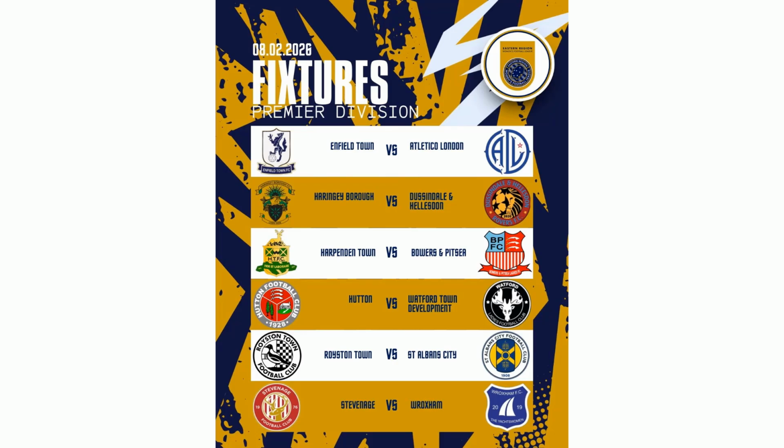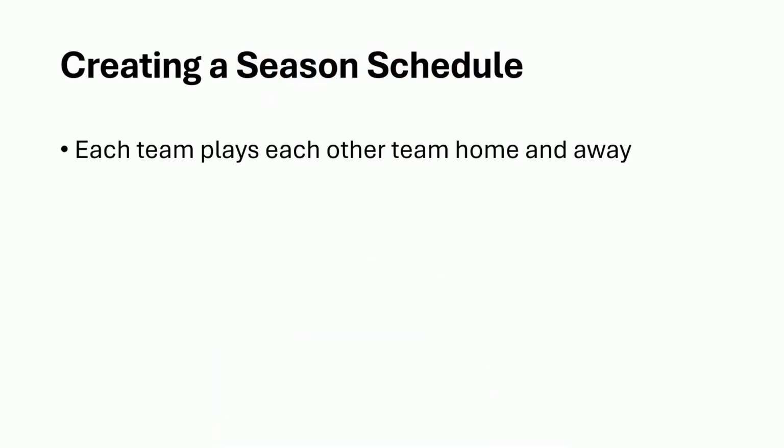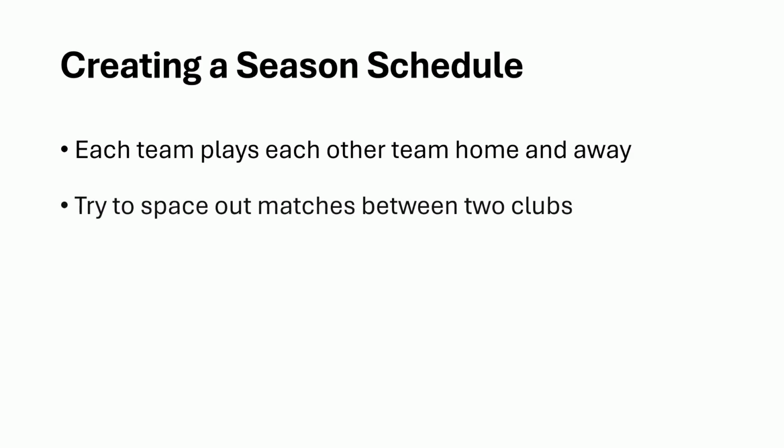It's easy to put together matches for 1 week, but it can be very difficult to put it together for an entire season. So what goes into that? Well, first is that every team plays every other team home and away. So each one of them will have 22 matches. You try to space out the matches between 2 clubs.